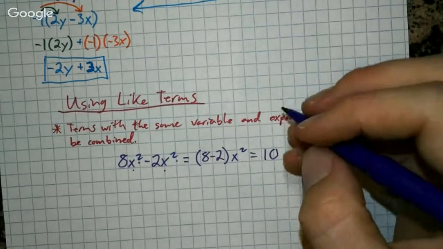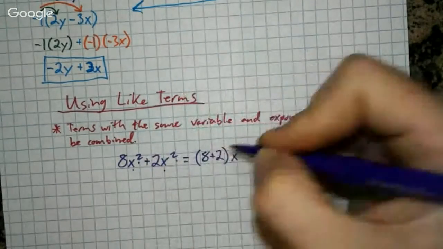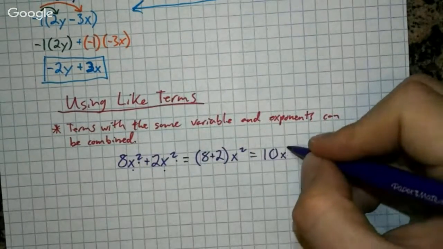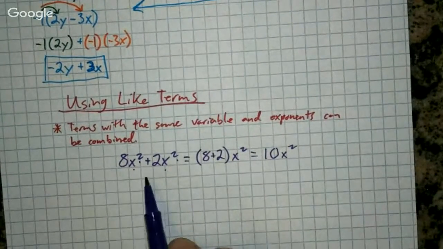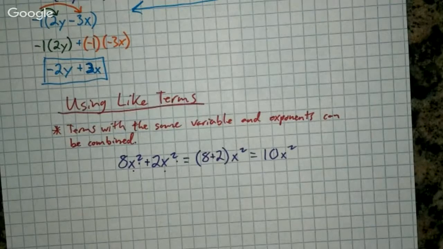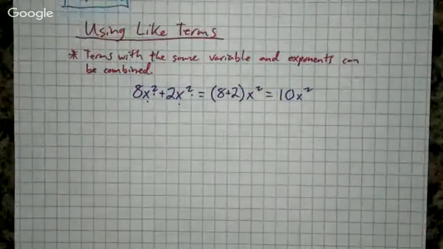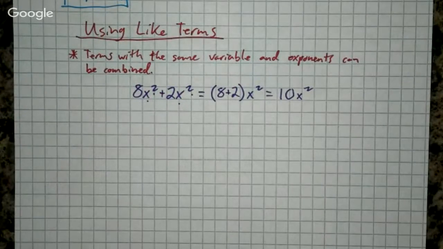Oops, sorry. I've been doing this wrong the whole time. Plus 2 gives us 10x squared, or you can just realize that those are like terms and you can go ahead and add them. And that's all I need to really say about using the like term. So let's go into some modeling.